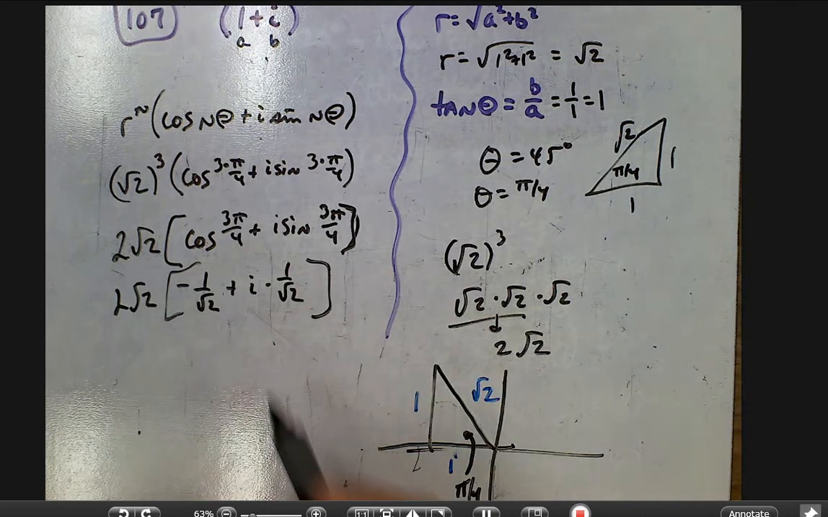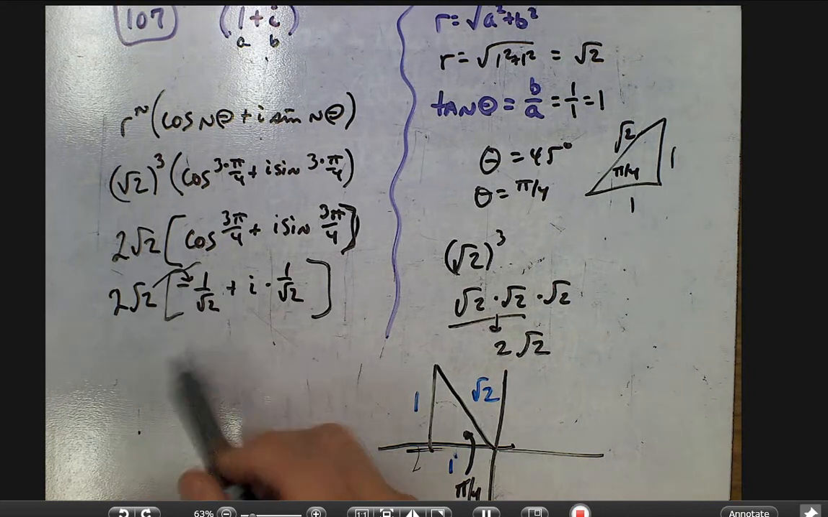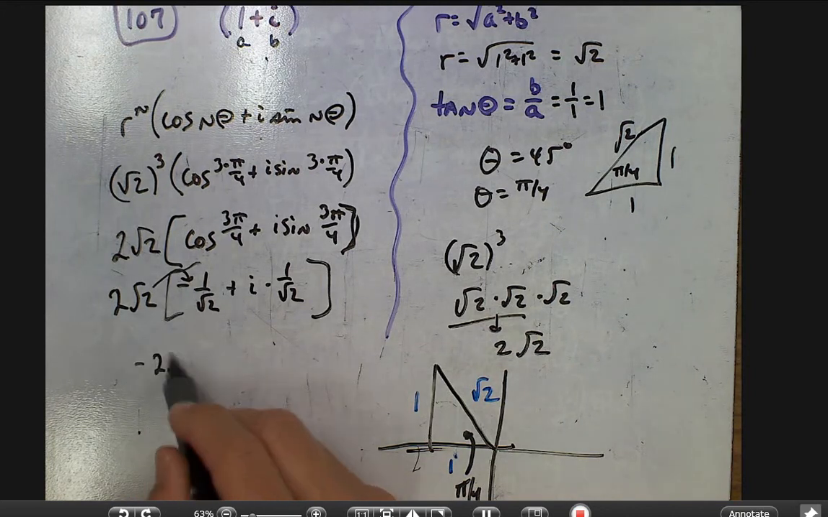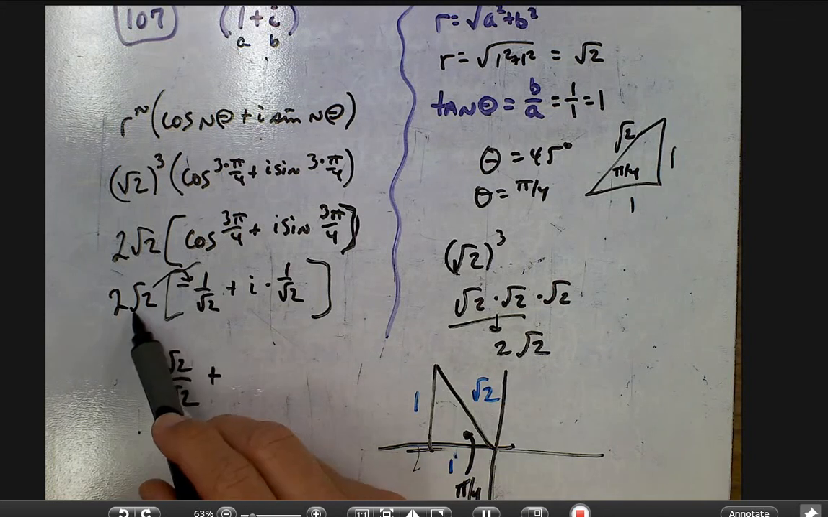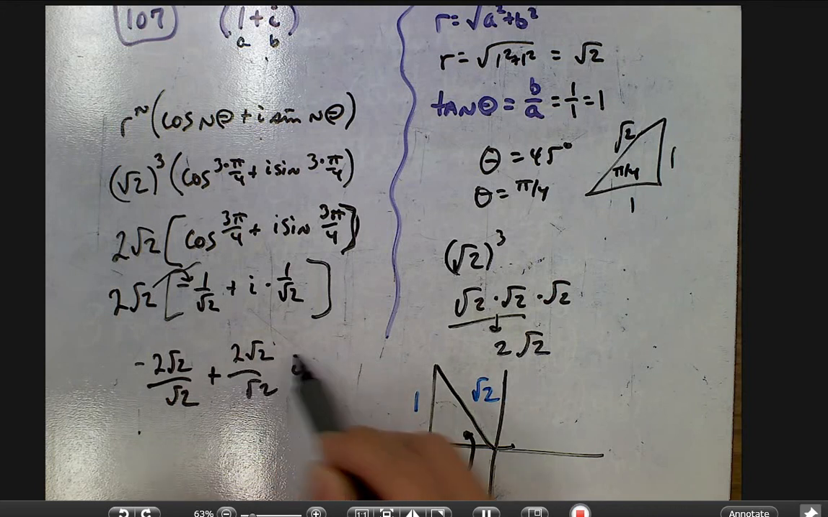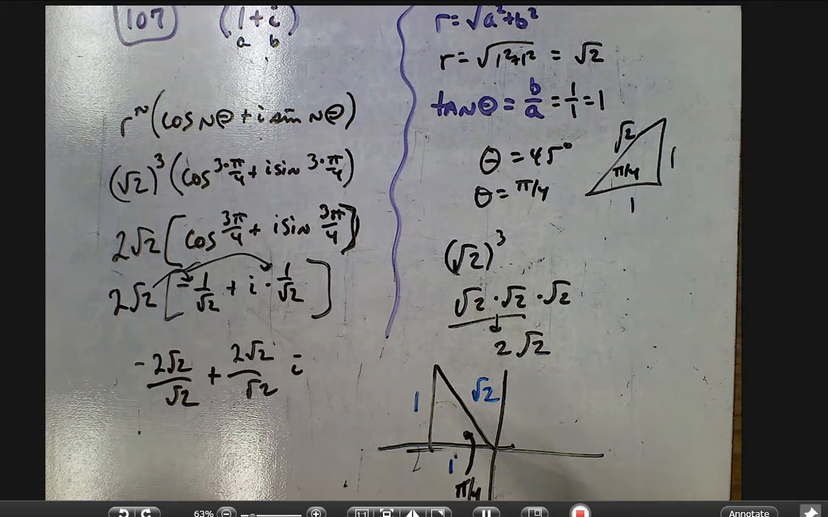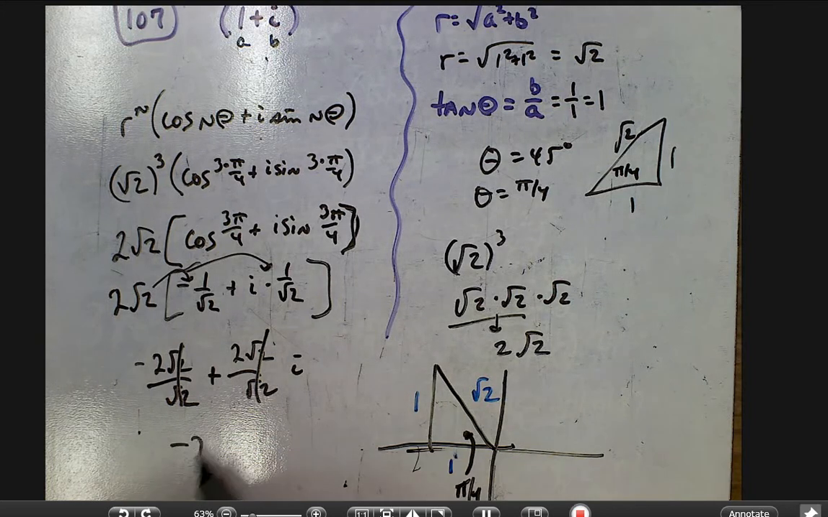Do distributive property. So 2 square root 2 times negative 1 will be negative 2 square root 2 over square root of 2, plus 2 square root 2 over square root 2 i. I just did distributive property. The square root 2's cancel on both fractions, leaving negative 2 plus 2i as the final answer there on number 107.